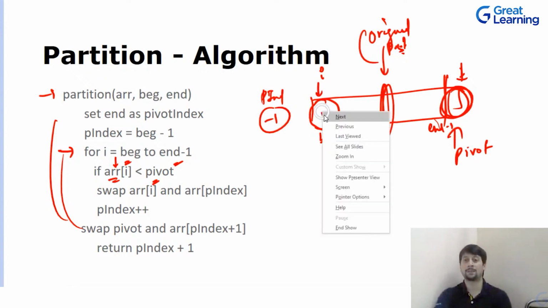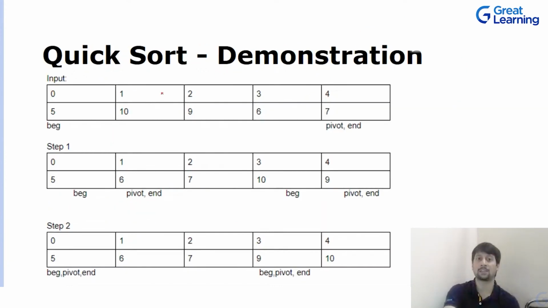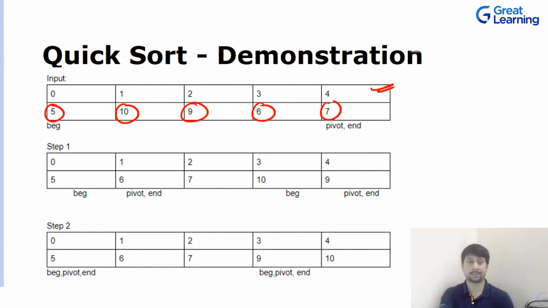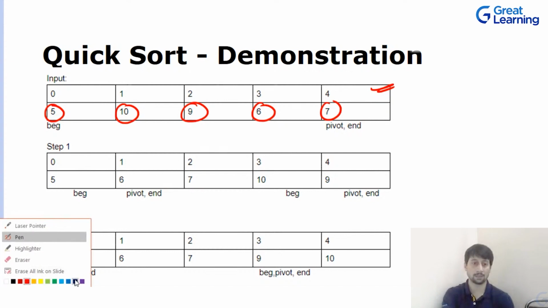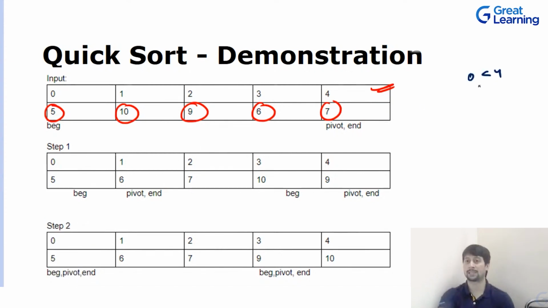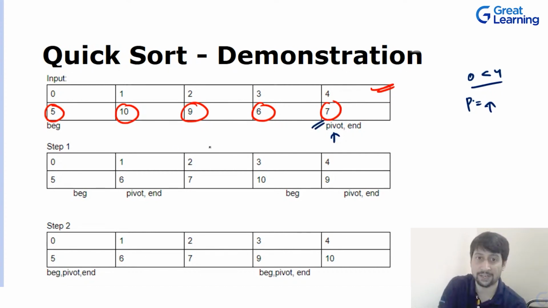Let's suppose we have 0, 1, 2, 3 as the indexes, and these are the elements 5, 10, 9, 6 and 7. Now let's try to understand how the partition works. Obviously here beginning 0 is less than 4, so we call the partition and return the pivot index. Here the pivot is at the end, as I told you. We will divide our array in such a way that after the first iteration, this 7 will be at its original position.